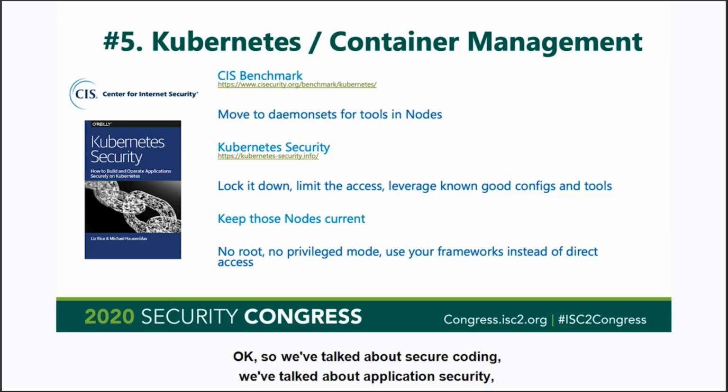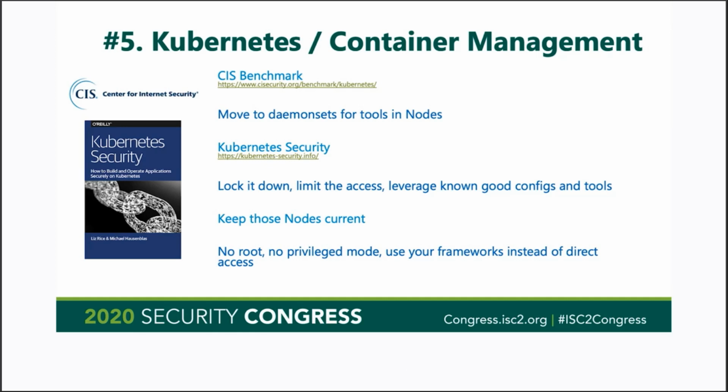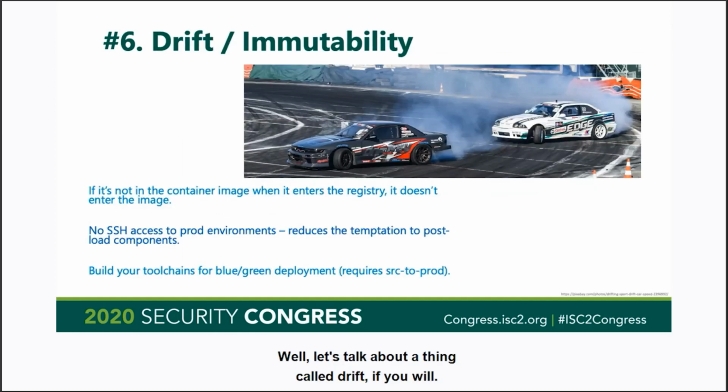Okay, so we've talked about secure coding, we've talked about application security, we've talked about the base image, we've talked about container security, or the container config itself, and now we've talked about container management, or Kubernetes. What could possibly be left? Well, let's talk about a thing called drift, if you will. What is drift? Drift is when a container is deployed to production and then changes in production versus how it was initially built.